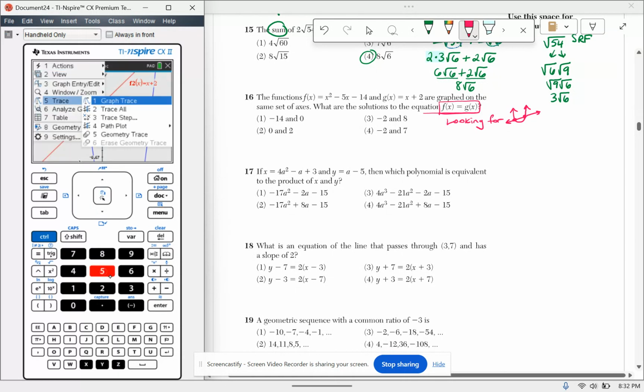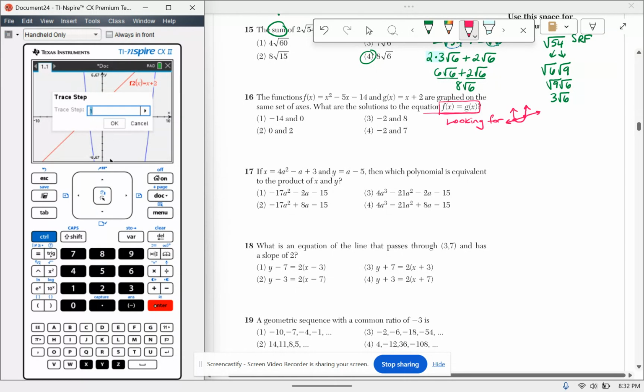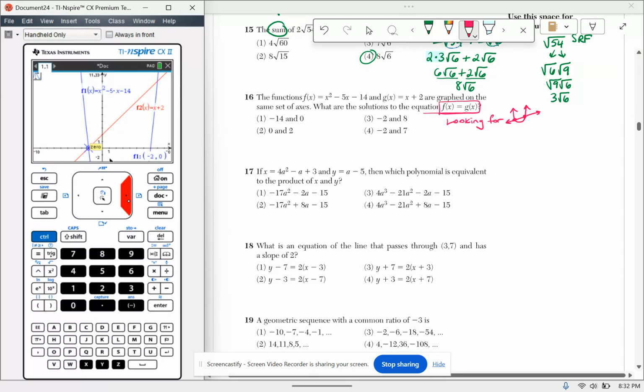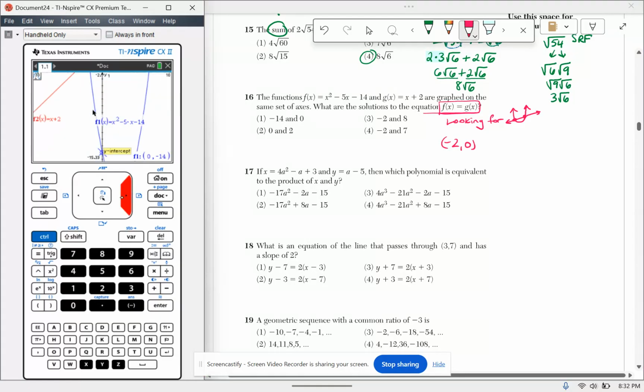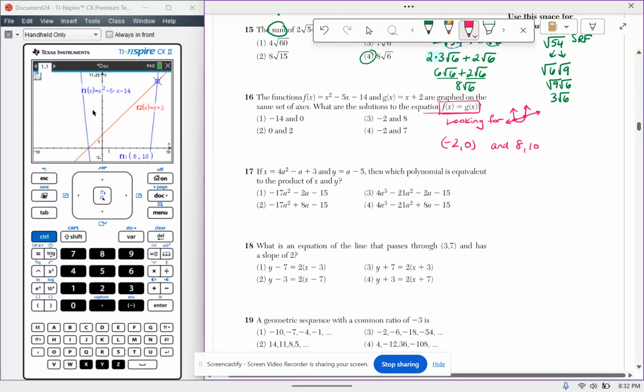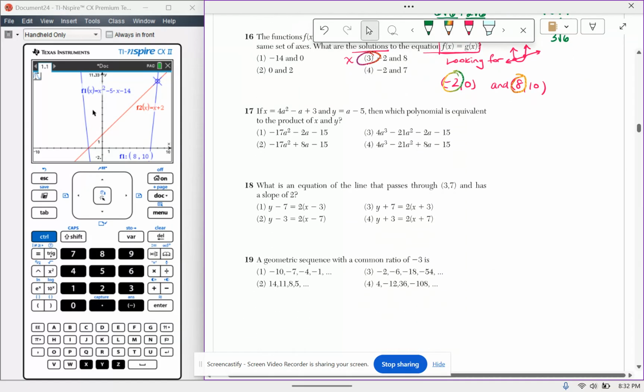So I'm going to do menu 5, 3. Tell it what to count by. Menu 5, 1. And I'm going to trace along the curve until I see where they cross. So that is telling me that that's a 0, and they're crossing at -2, 0. And then they're crossing again at 8, 10. Okay, so we're looking for the solutions, which means we're looking for the x's. So the x's will be -2 and 8. That's answer choice 3.